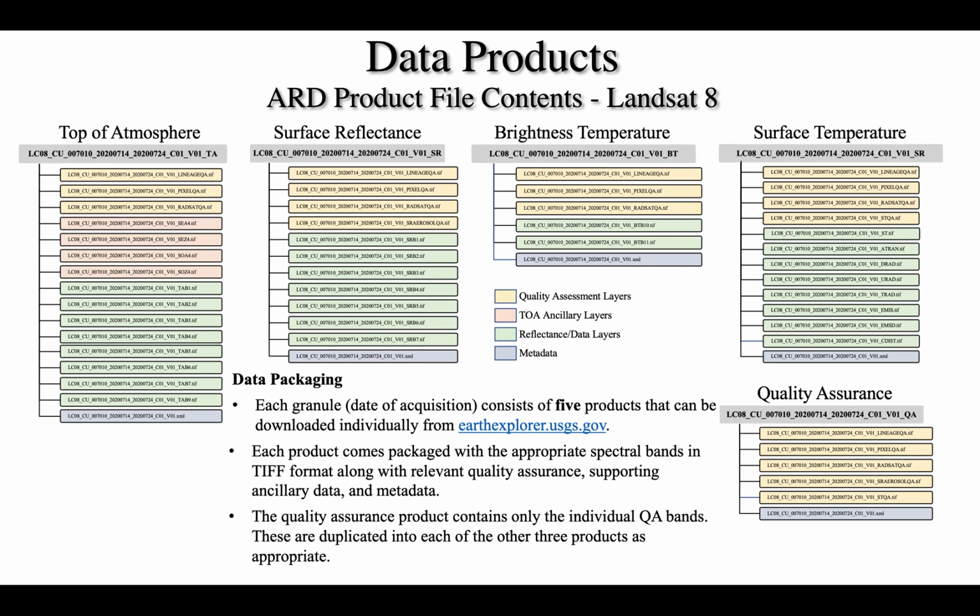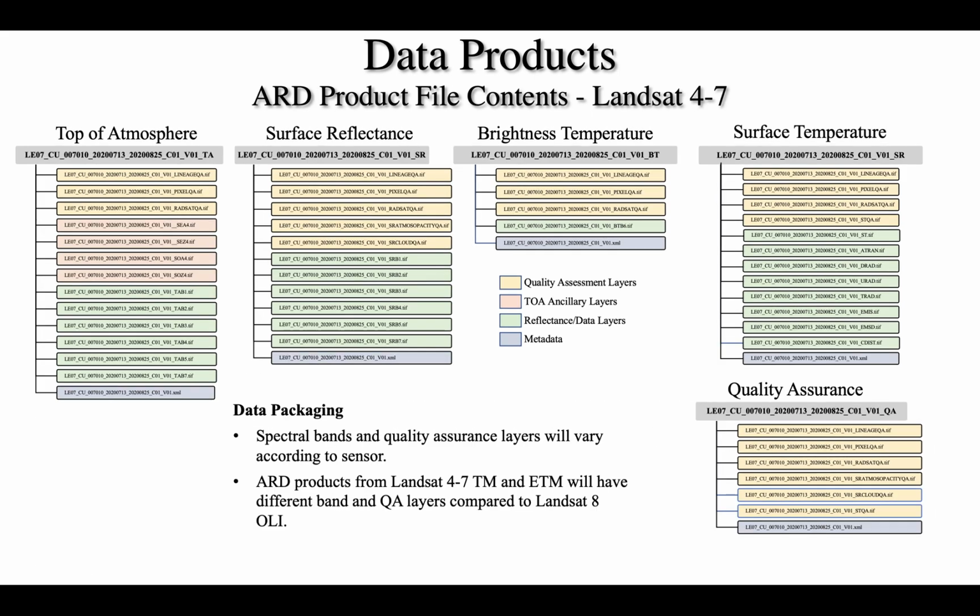If you were to download all 5 products for all 3,527 acquisition dates in our example, the total number of data products would be 17,630, consisting of approximately 143,000 individual data and ancillary files. Seems a bit daunting. But the data are packaged so that the user can download the product that best services the remote sensing problem at hand. The data products are the same across all Landsat 4 through 8 platforms. However, the supporting quality assurance and ancillary data layers vary slightly between Landsat 4 through 7 and Landsat 8 due to the spectral difference between the 2 sensors.